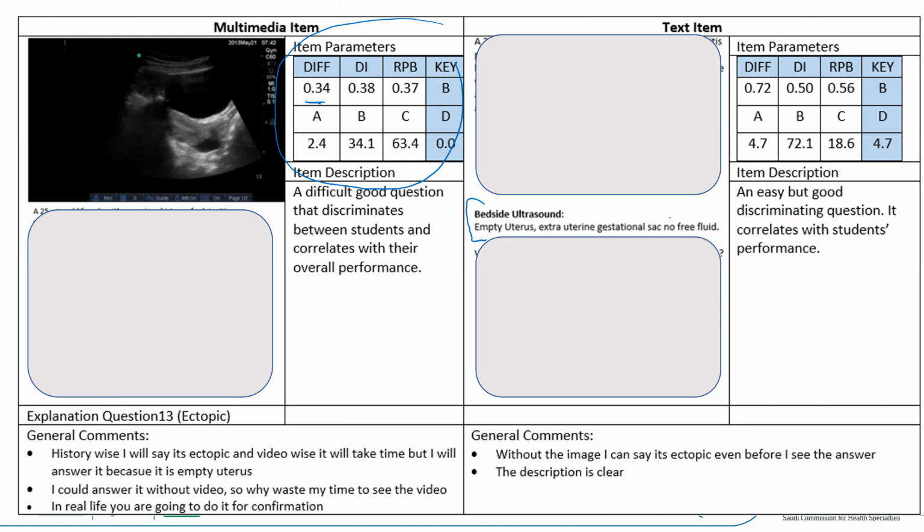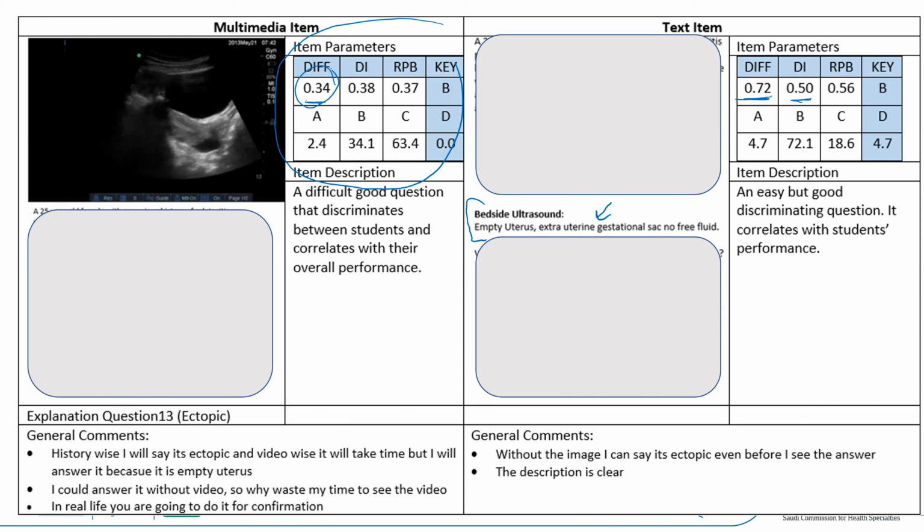So we didn't give them the multimedia, we gave them the text. But because we cued them to it, 72% answered correctly, so it was much easier, and it discriminated much better and so on. But then this is where you decide: do I want to give it to them as text? Do I want to give it as multimedia?